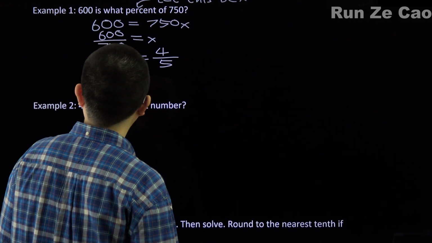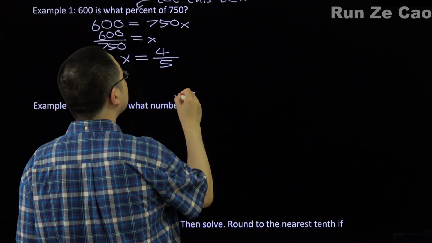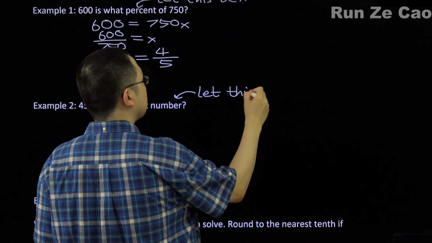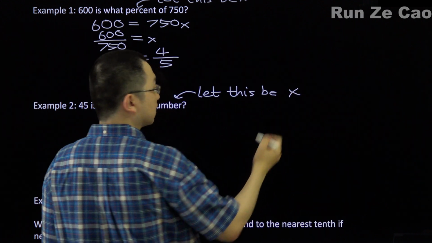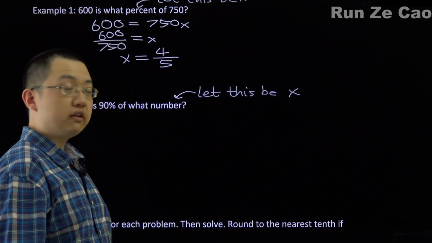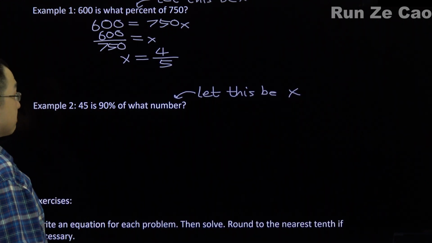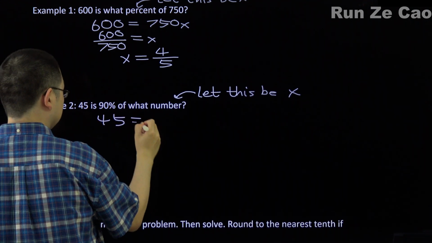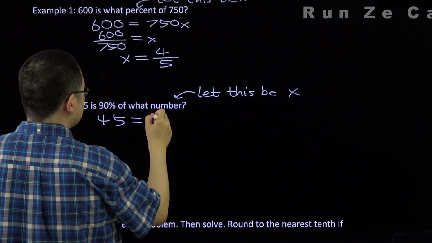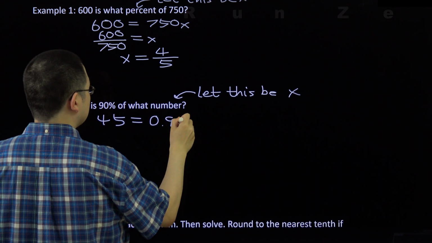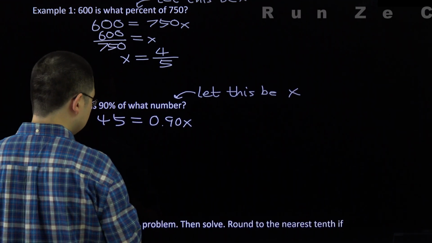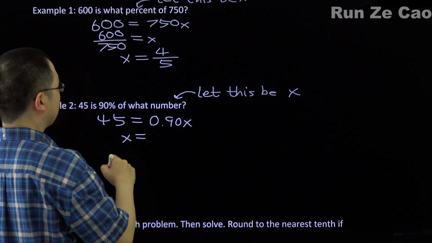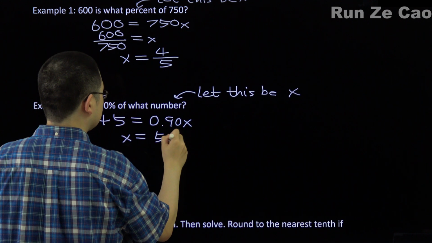Okay, 45 is 90% of what number? Let this be x. Okay, so 45 is 90% of x. Therefore, 45 is equal to 0.90x. x is equal to 45 divided by 0.9, also known as 50.